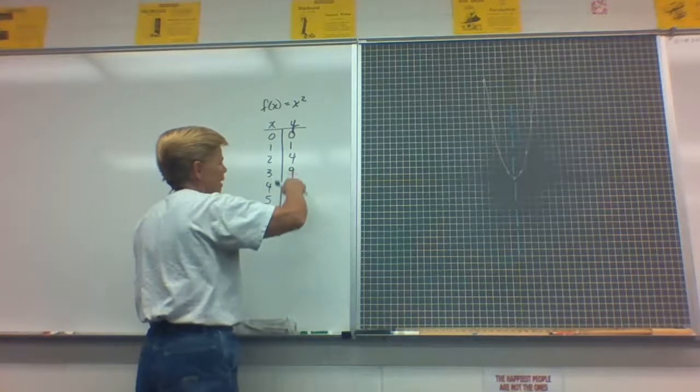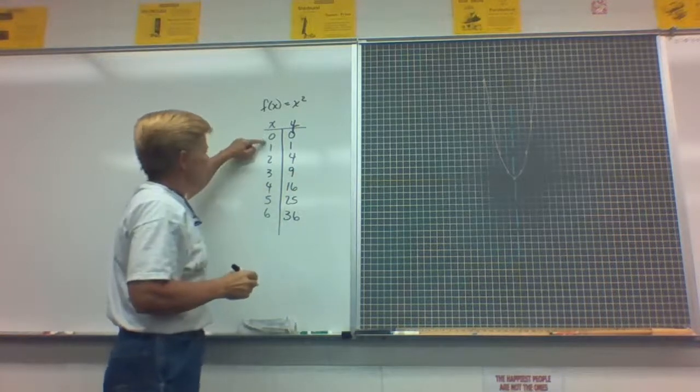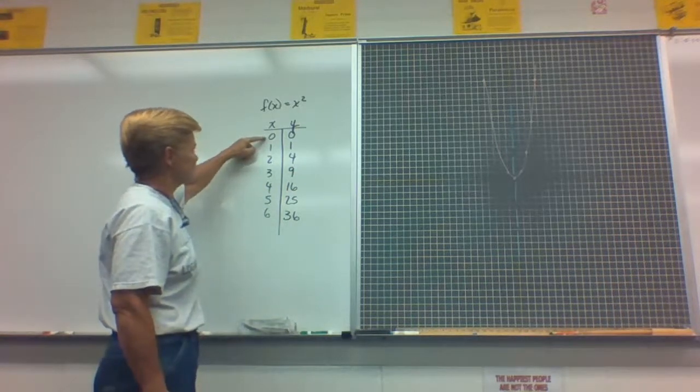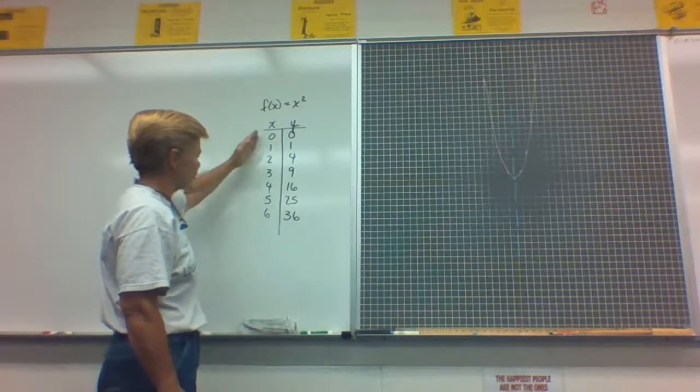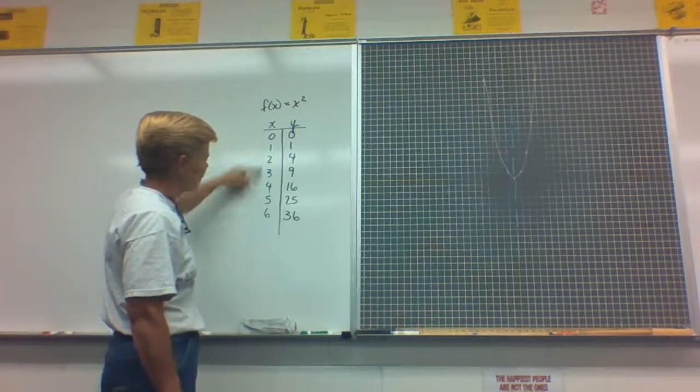I want you to look at the y values here. First of all, notice that the x's are only incremented by 1. This is 1, 0, 1, 2, 3, 4. Very straightforward, all one gap. There's just 1 in between each one of these.